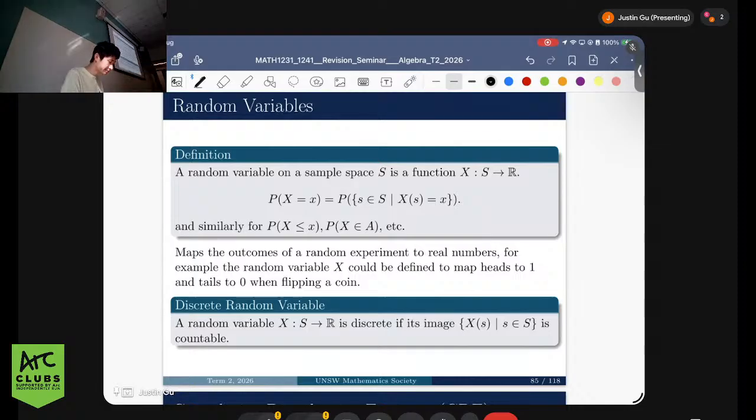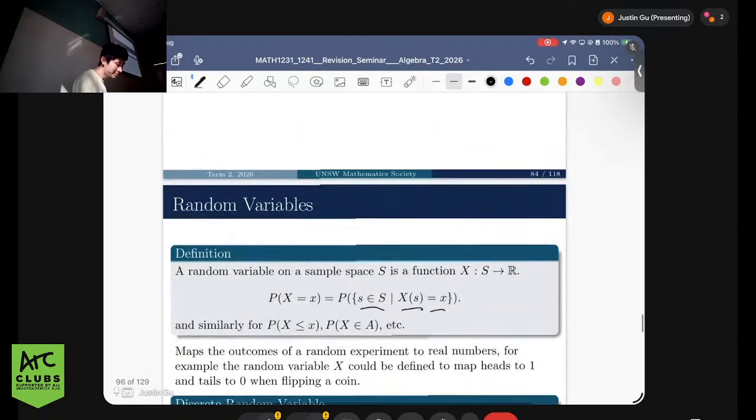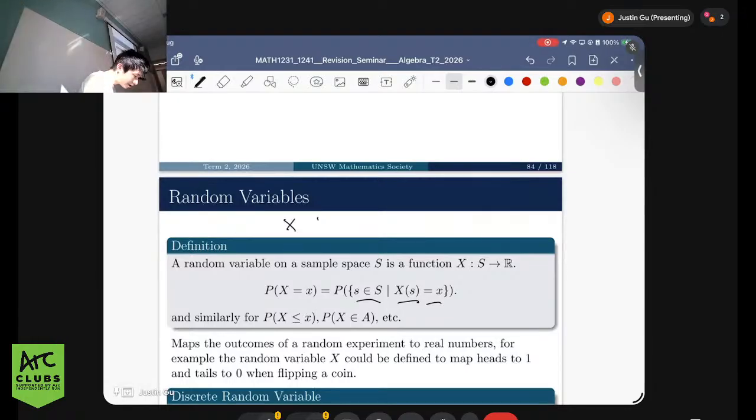Such that we say the probability of the random variable being x is equal to the probability of this set, every event where X of s equals this number. It's hard to describe here, but say my event was flipping 3 coins, and X was how many heads.